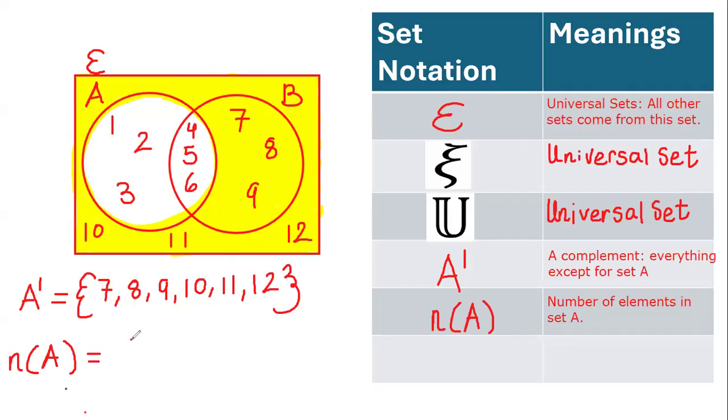So 6. How do we know? This is A right there, and there's 1, 2, 3, 4, 5, 6. Literally 6. All right. So you literally can't go wrong with that.